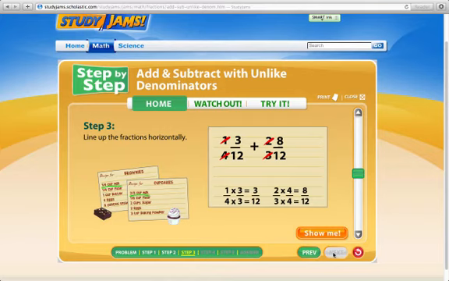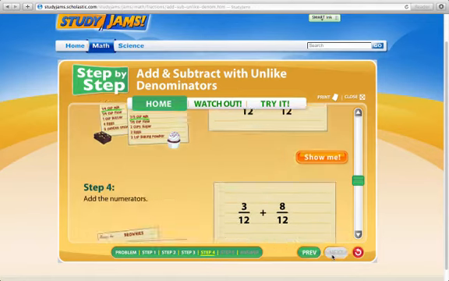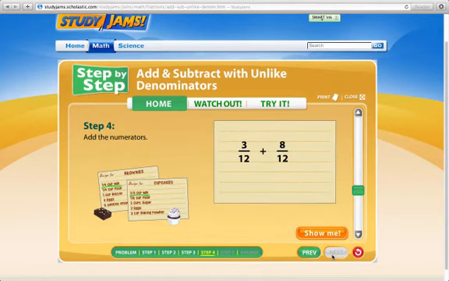Now, line up the fractions horizontally. The fractions are 3/12 and 8/12. Are you staying connected? Now that we have common denominators, we can add the numerators. 3 plus 8 is 11.